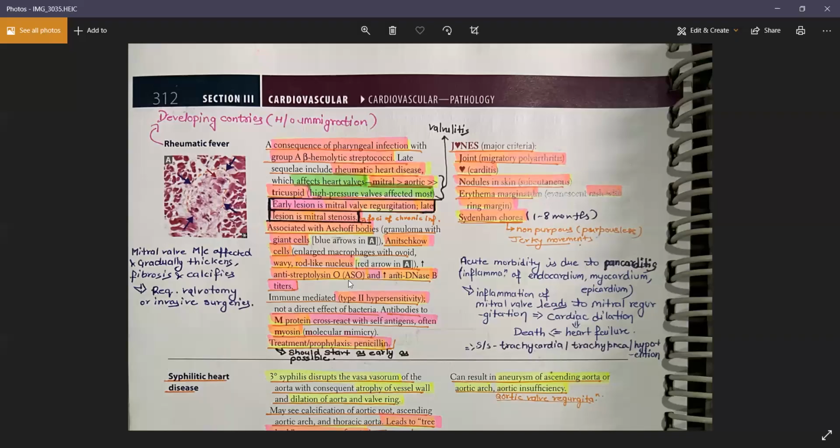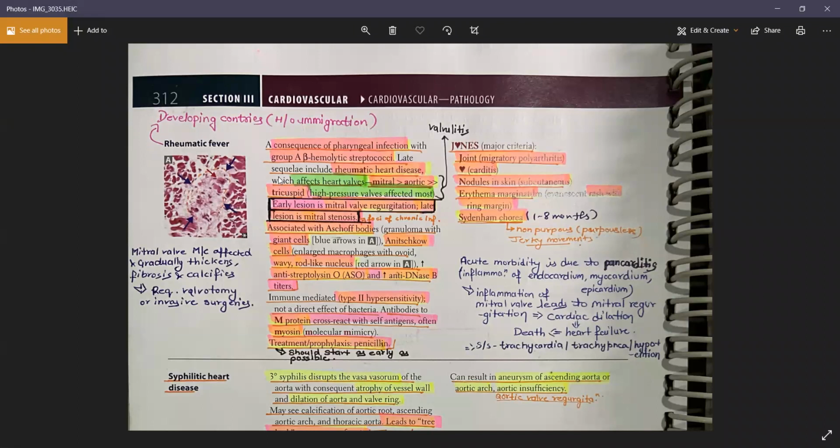Right, when the infection is over, you have the antibodies against these toxins. You can detect these antibodies and you can tell that the patient has a previous history of Streptococcus pyogenes infection, and now he is having some symptoms related to the heart. That means it is rheumatic fever. So to diagnose rheumatic fever, the symptoms must be present, and along with the symptoms, you must have the anti-streptolysin O and the anti-DNase B titer.